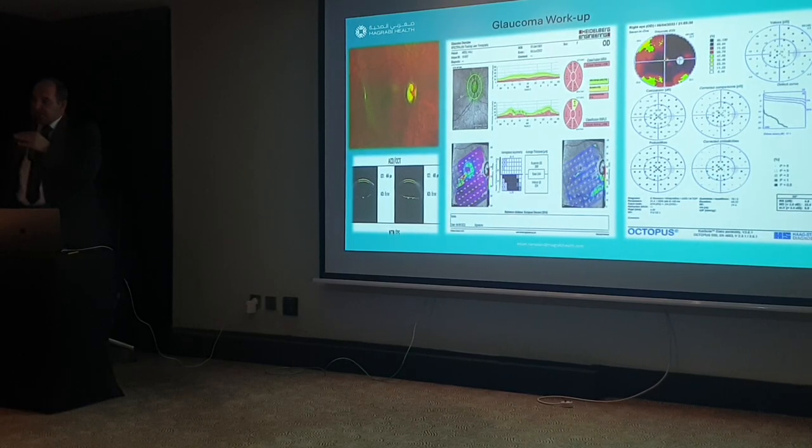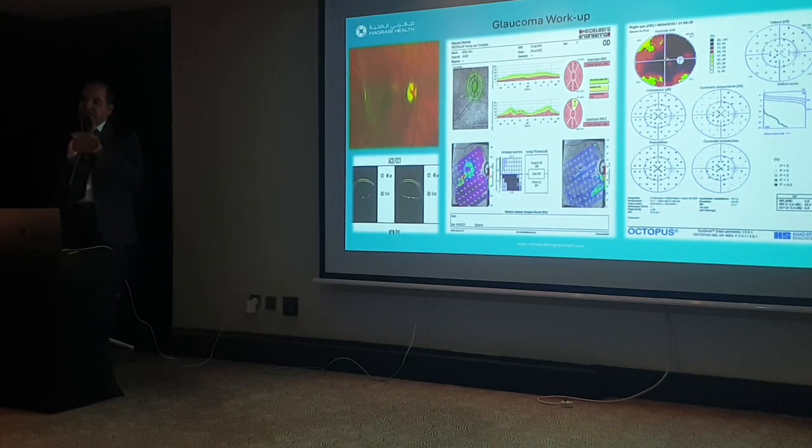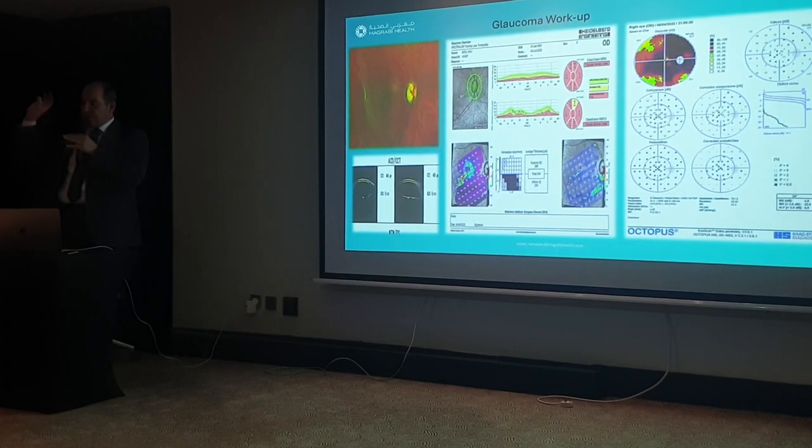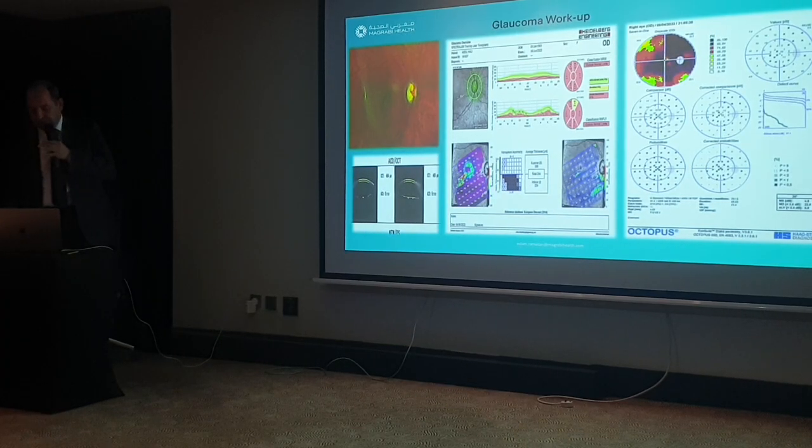You have to correlate this defect with the visual field, with the OCT thinning for the nerve fiber layer at this area, with the opposite area. If it is superior, it has to be inferior thinning of the nerve fiber layer. So we have to correlate the whole 4 tests to diagnose glaucoma patients.